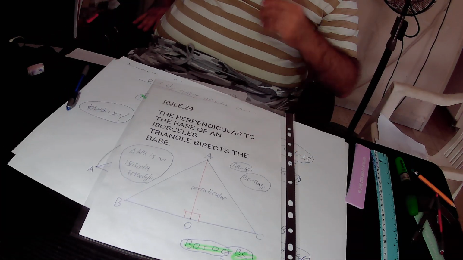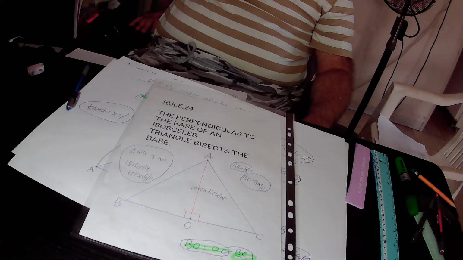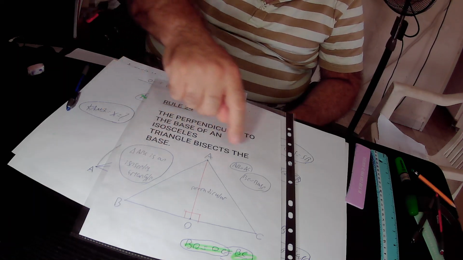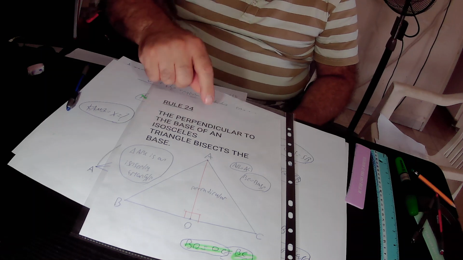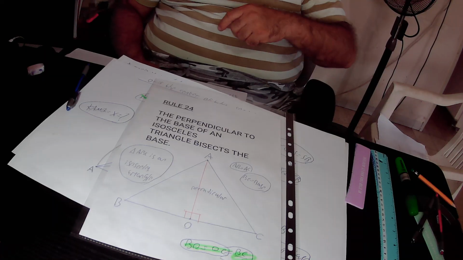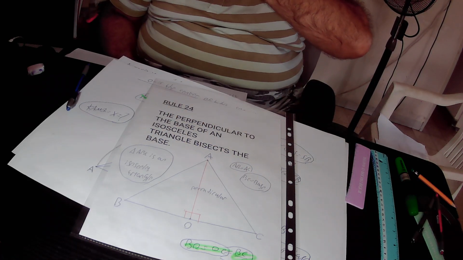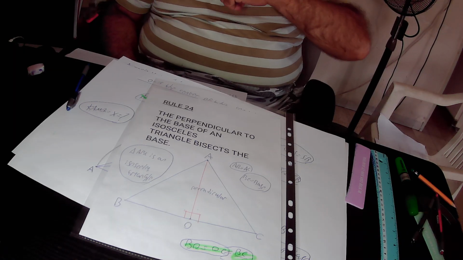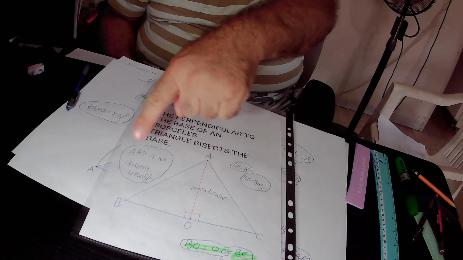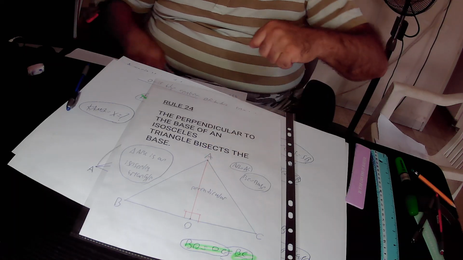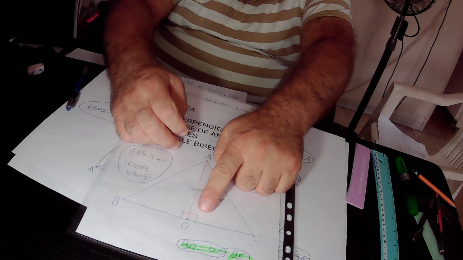According to rule 24, the perpendicular to the base of an associated triangle bisects the base. In the drawing, we have the associated triangle, triangle ABC. Triangle ABC is an associated triangle because side AB equals side AC. So in this associated triangle, BC is the base. According to this rule 24, the perpendicular AO to the base BC bisects the base BC. First of all, AO is a perpendicular, therefore this angle equals 90 degrees, and this angle also equals 90 degrees according to our construction.